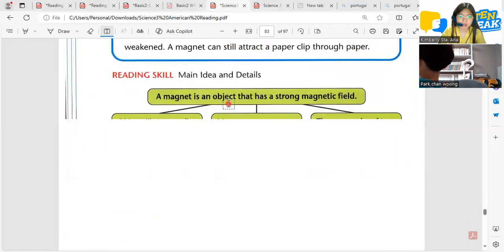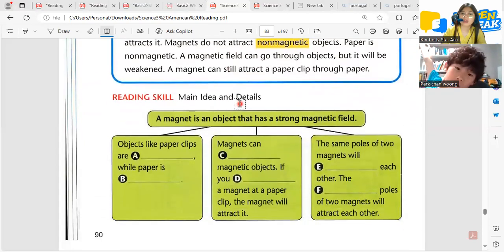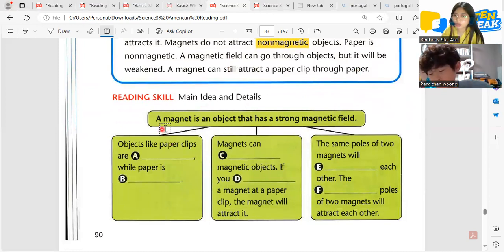Okay, so let's have this one, Evan. We have this graphic organizer and we need to fill it with the necessary information from the story that we read a while ago. So let's start with the first sentence. Let's read it together. A magnet is an object that has a strong magnetic field.